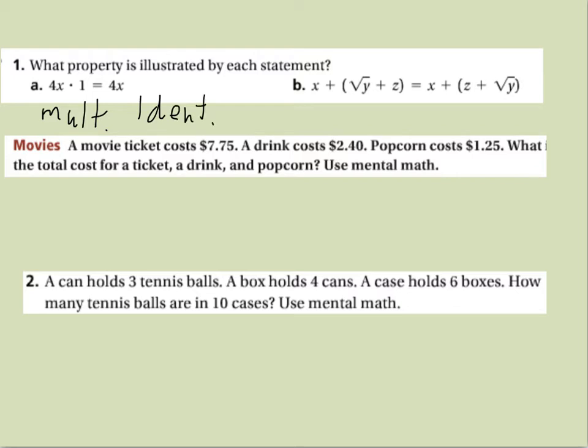And for B, I know it's adding, so I'm going to put addition. And it looks like it's just changed the order. So that would be my associative property of addition.